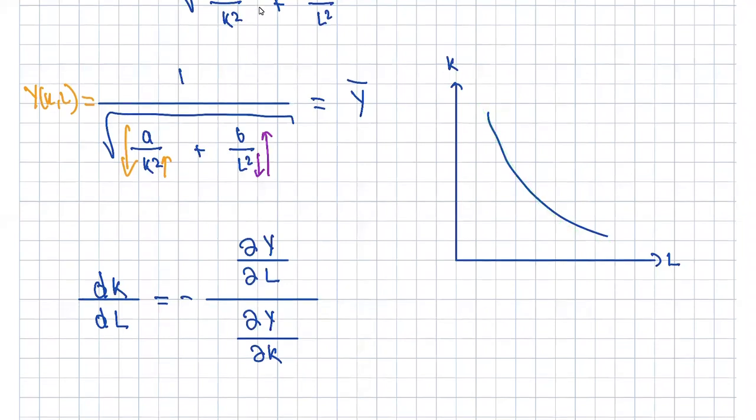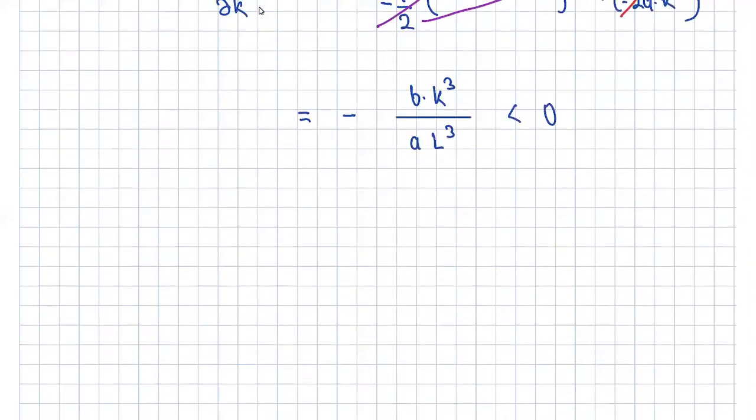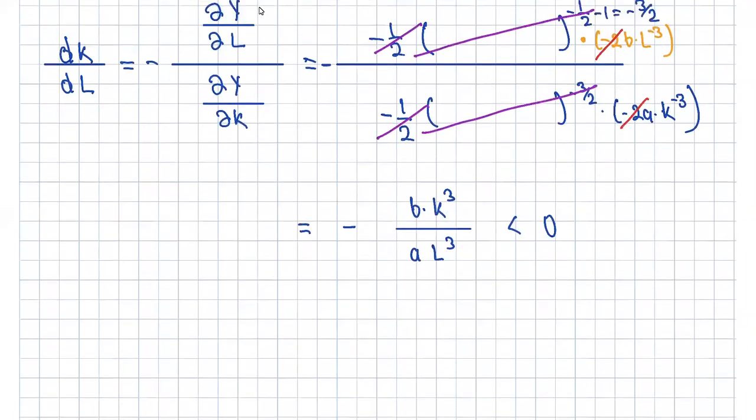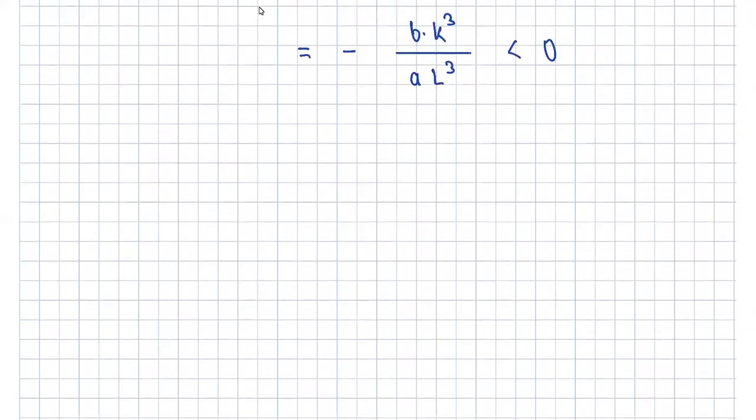Let's think about the meaning of that, right? So what does it mean? What does it mean mathematically for this isoquant to be convex? So here's how I think about convexity and concavity. The idea is that the first derivative is telling me whether the slope is increasing at a faster or slower rate.